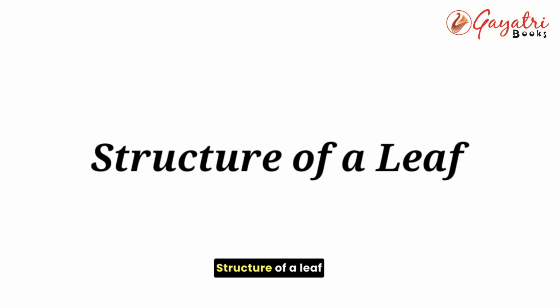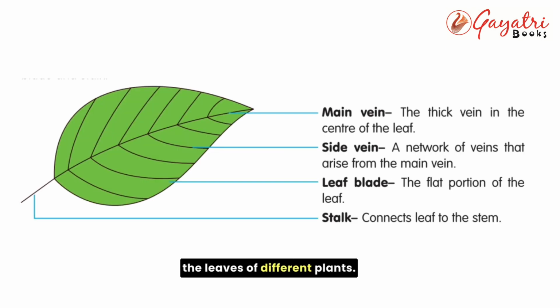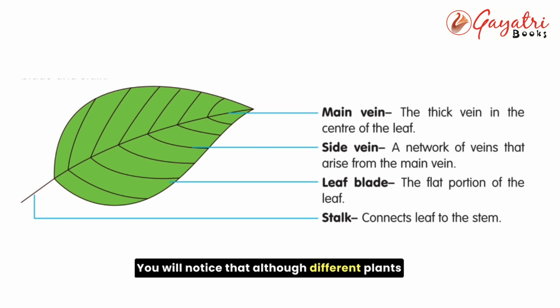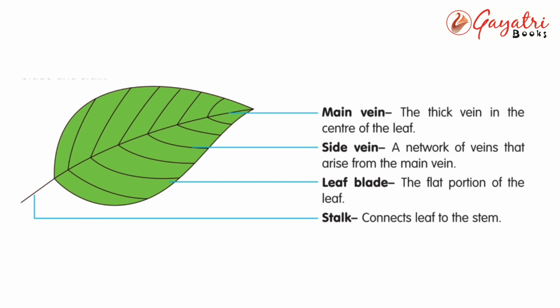Structure of a leaf. Observe the leaves of different plants. You will notice that although different plants have different kinds of leaves, most of them have the same structure: main vein, side vein, leaf blade and stalk. Main vein, the thick vein in the center of the leaf; side vein, a network of veins that arise from the main vein; leaf blade, the flat portion of the leaf; stalk connects leaf to the stem.